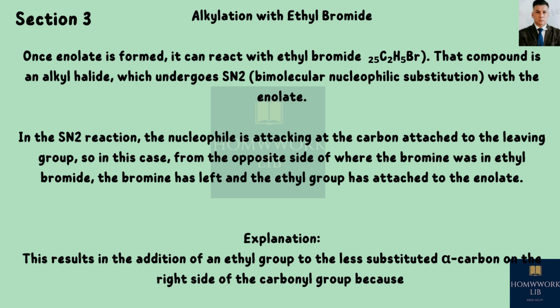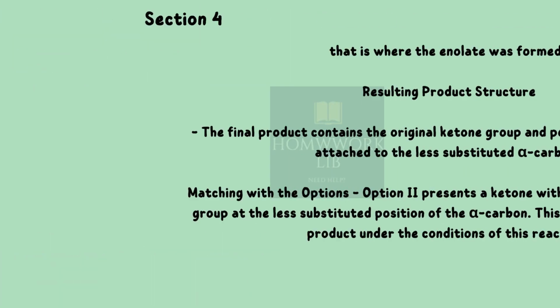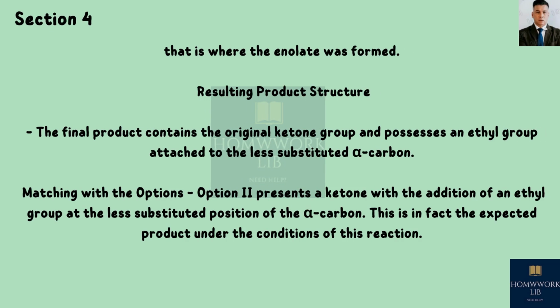Explanation. This results in the addition of an ethyl group to the less substituted alpha carbon on the right side of the carbonyl group, because that is where the enolate was formed. Resulting product structure. The final product contains the original ketone group and possesses an ethyl group attached to the less substituted alpha carbon. Matching with the options, option 2 presents a ketone with the addition of an ethyl group at the less substituted position of the alpha carbon. This is in fact the expected product under the conditions of this reaction.